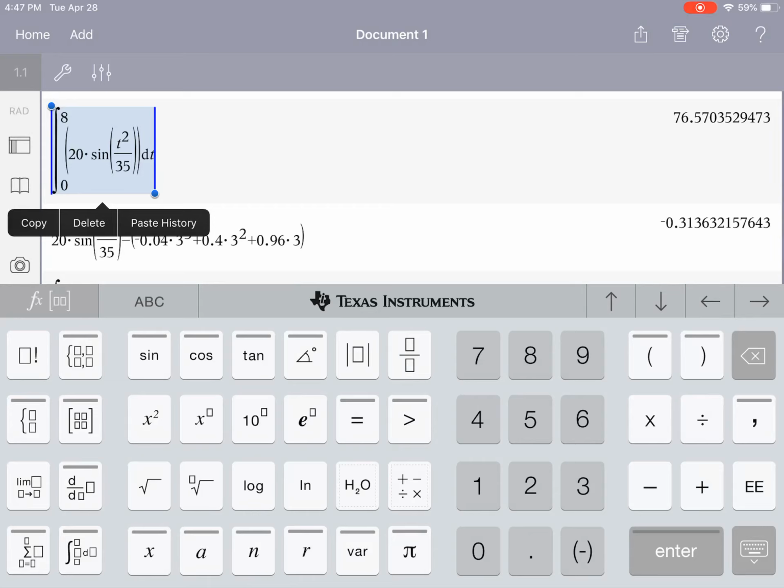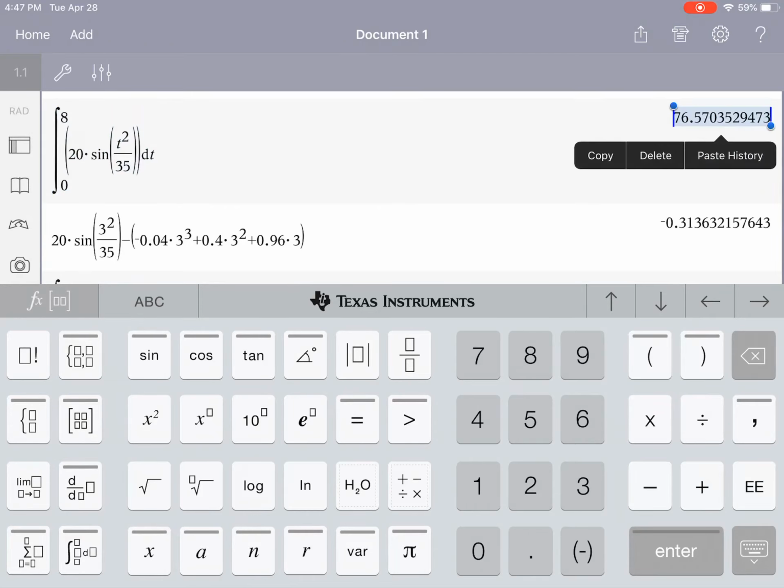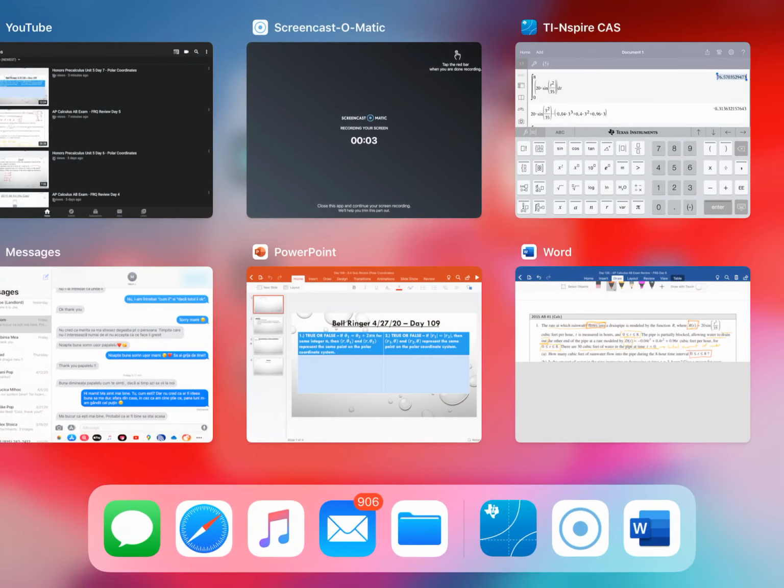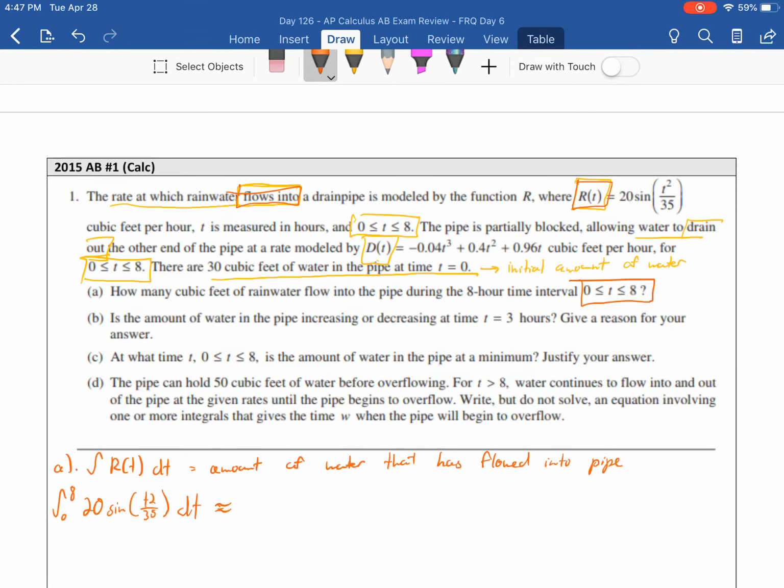So if you can see here, if we take the integral from 0 to 8 of that equation, 20 times the sine of t squared over 35, you would get 76.570 cubic feet. So that's our answer for A.